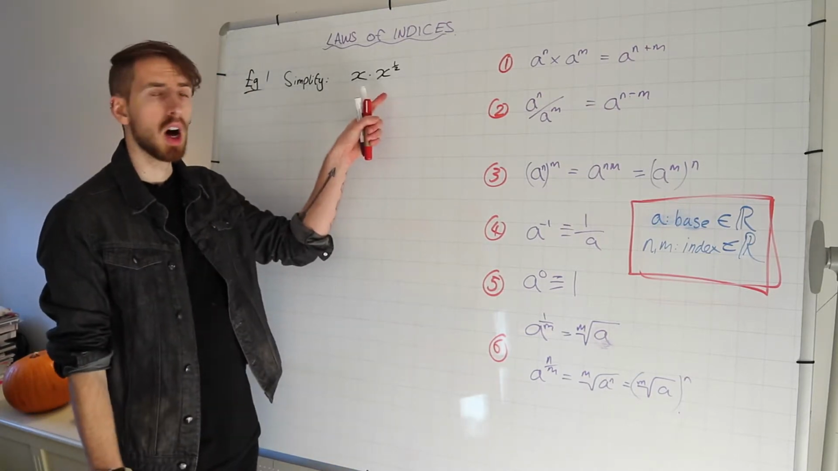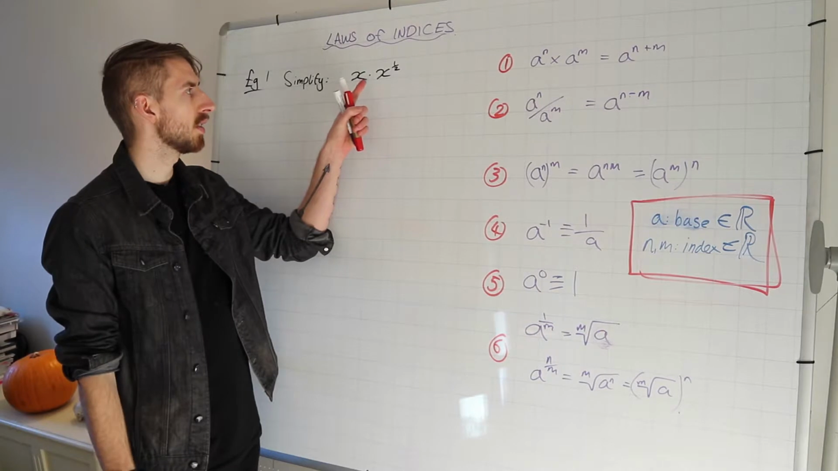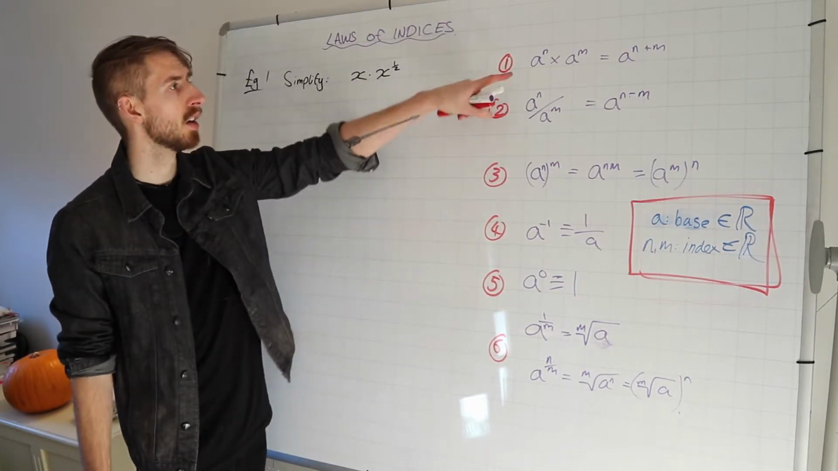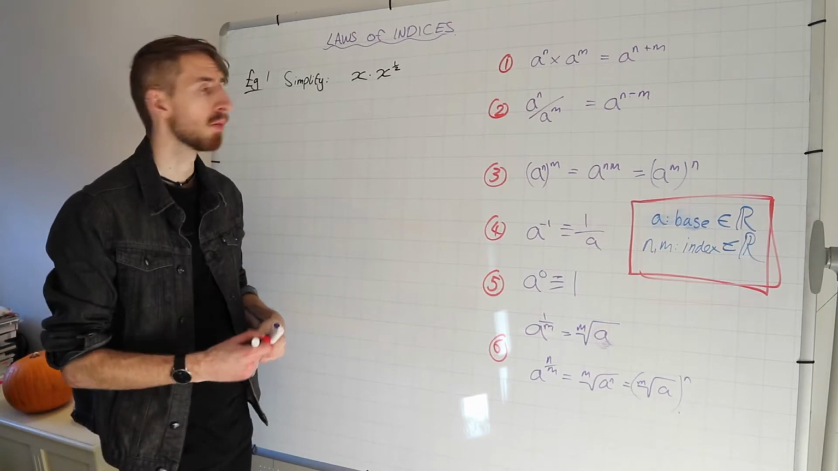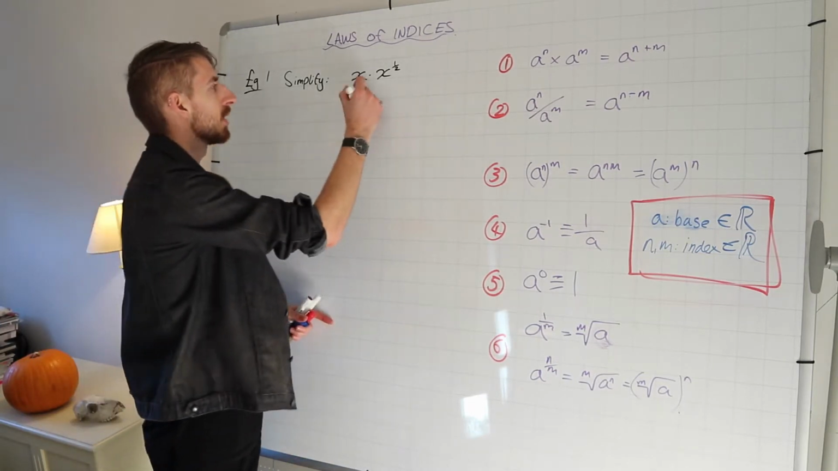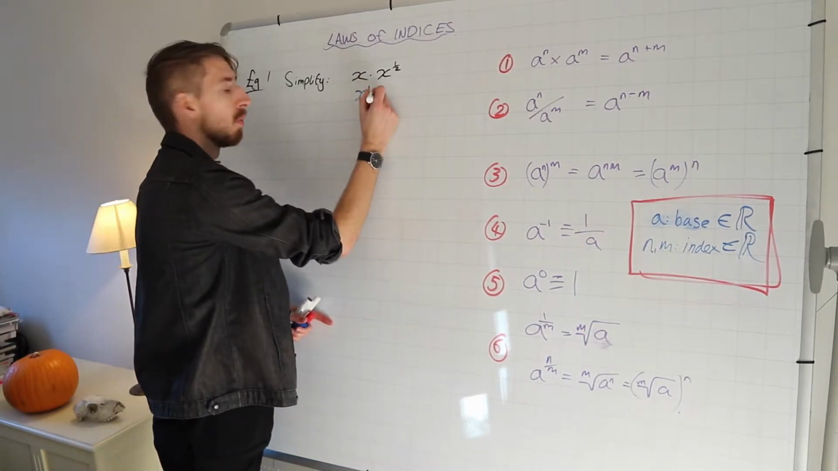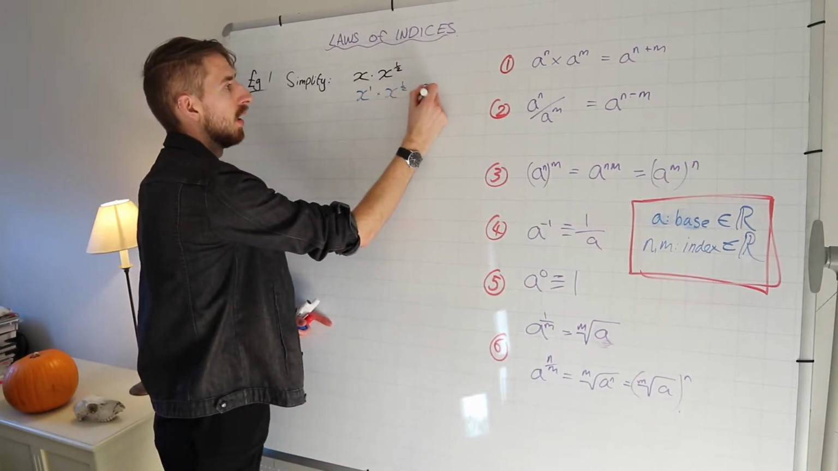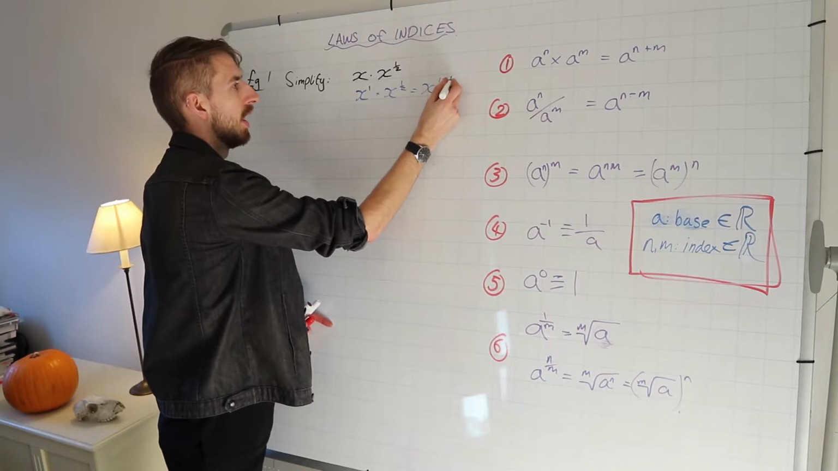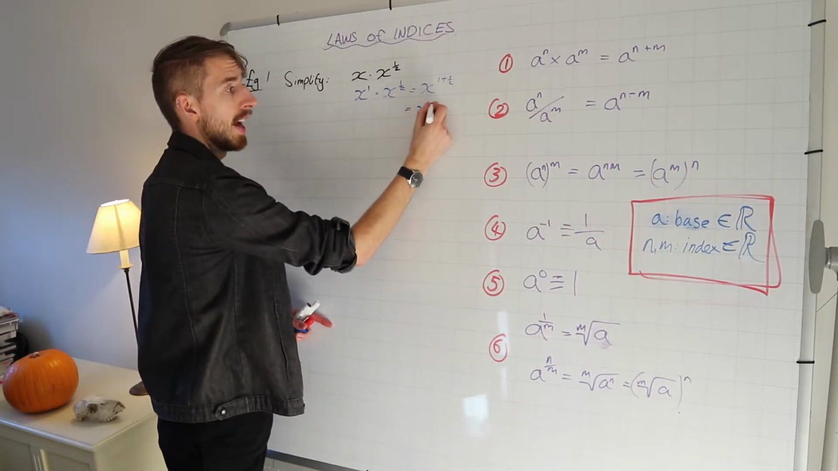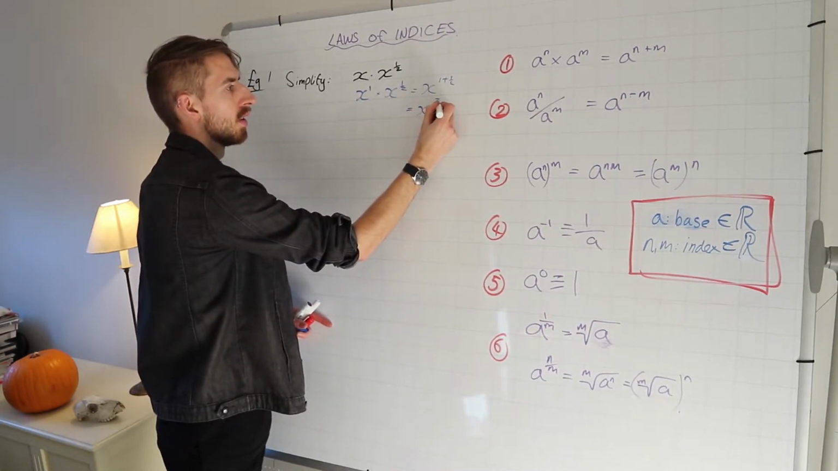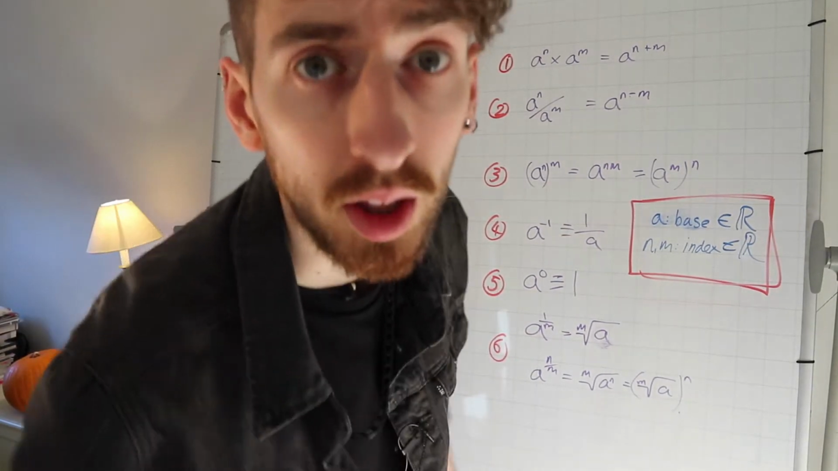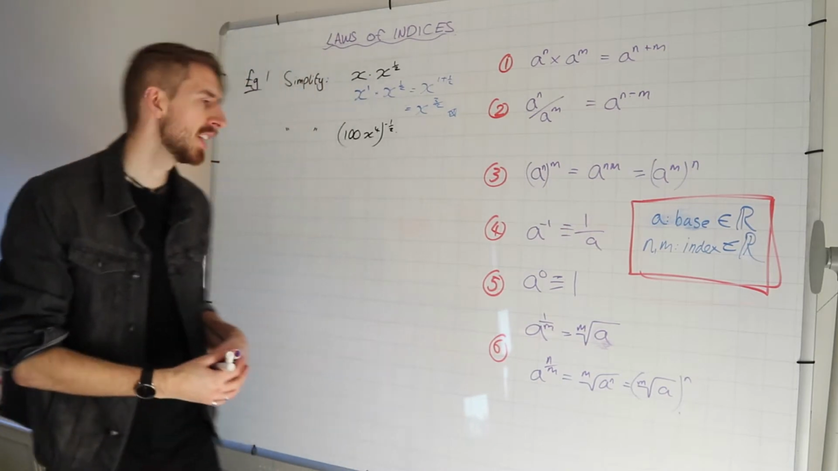x times x to the power of a half. We've got x and x. The base is the same, so we can apply this rule here. That rule is just that we add the powers because we're timesing them. So we've got x to the power of 1 times x to the power of a half. And that's just x to the 1 plus a half, which is equal to x to the 3 over 2. Job done. Easy.